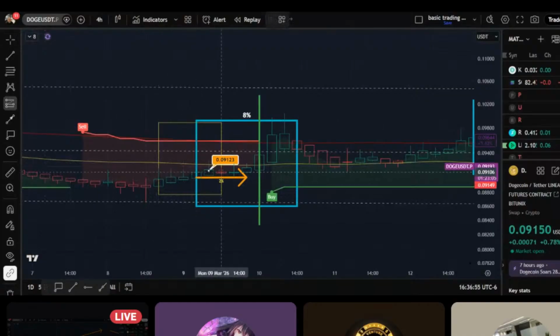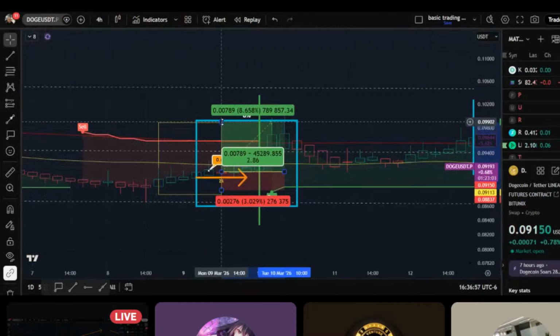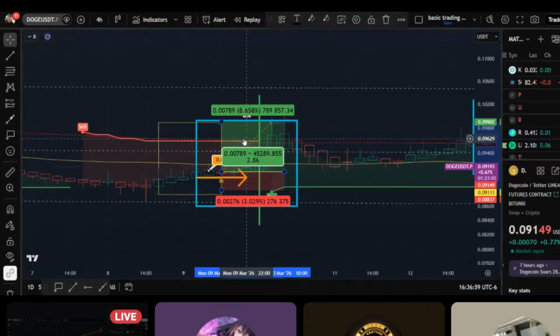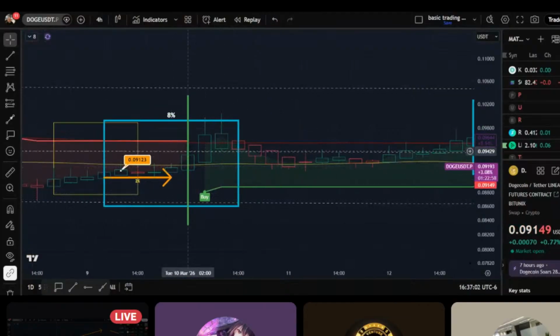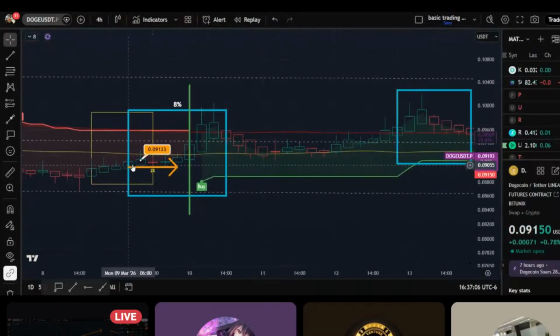And if you go from the entry points to the top of those points, there's about 8%. So these trades that we have here, these blue boxes, they're averaging about 8% on that move. And you can see right there, there's the big move.